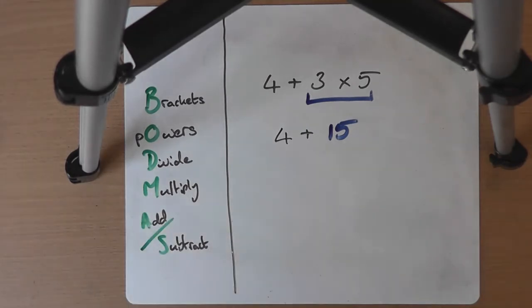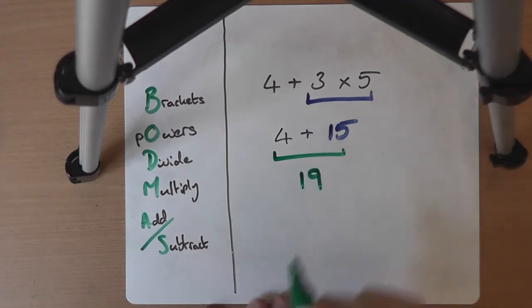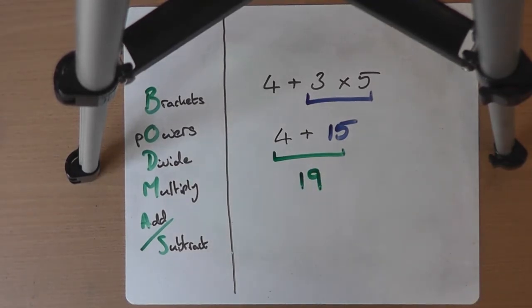We are now at the point where we've only got adds and subtracts. In fact, we've only got adds in this case. We're just going to do those in the order that they are written. And 4 plus 15 is 19. And the 19 is the correct answer here.